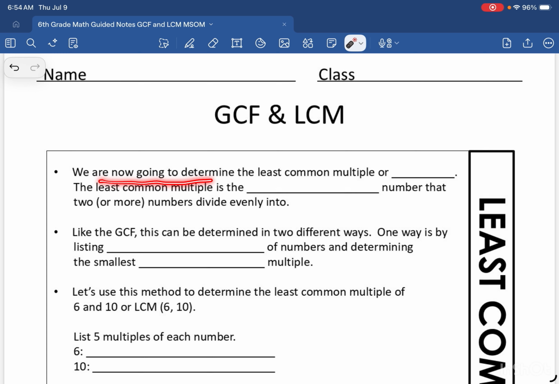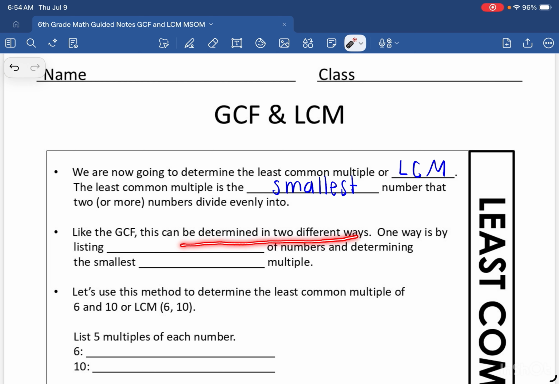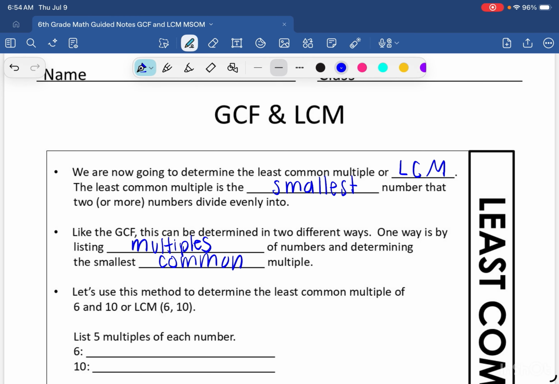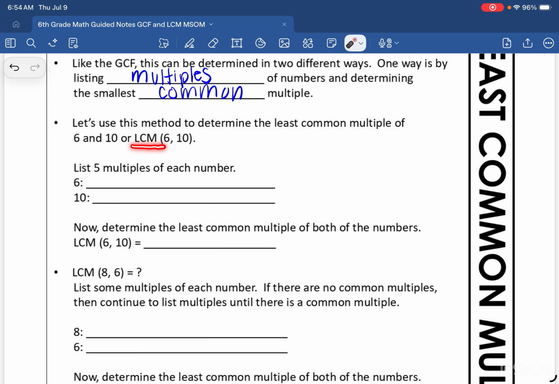We are now going to determine the least common multiple, or you will often see it abbreviated as LCM. The least common multiple is the smallest number that two or more numbers divide evenly into. Like the GCF, or the greatest common factor, this can be determined in two different ways. One way is by listing multiples of numbers and determining the smallest common multiple. Let's use this method to determine the least common multiple of 6 and 10, or you'll see it written like this. The LCM is 6 and 10.